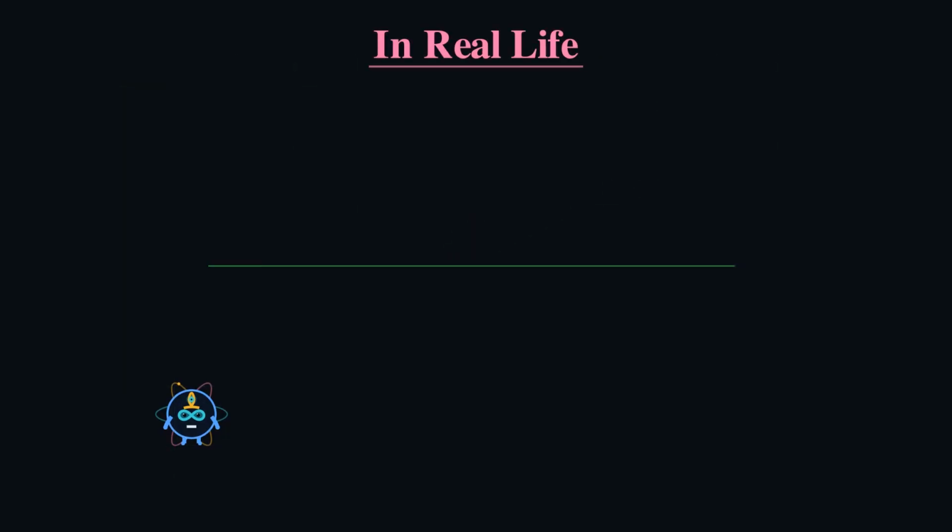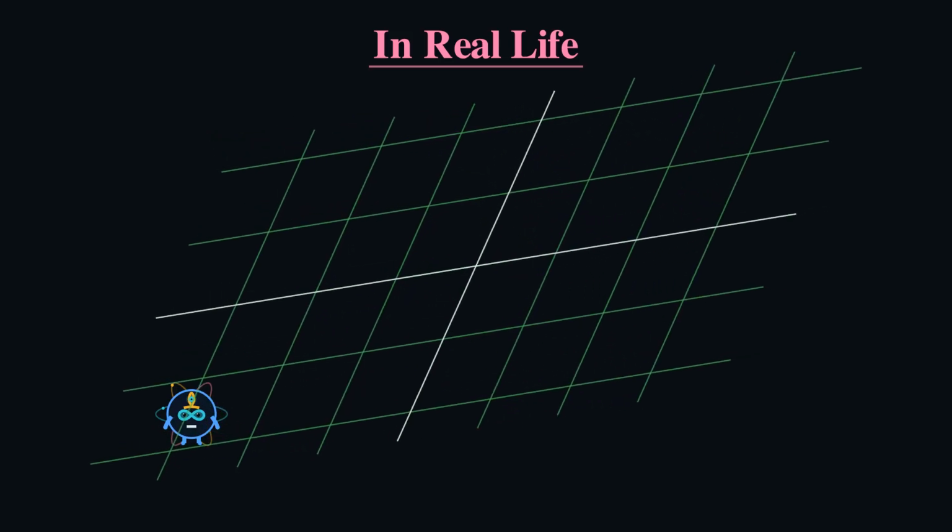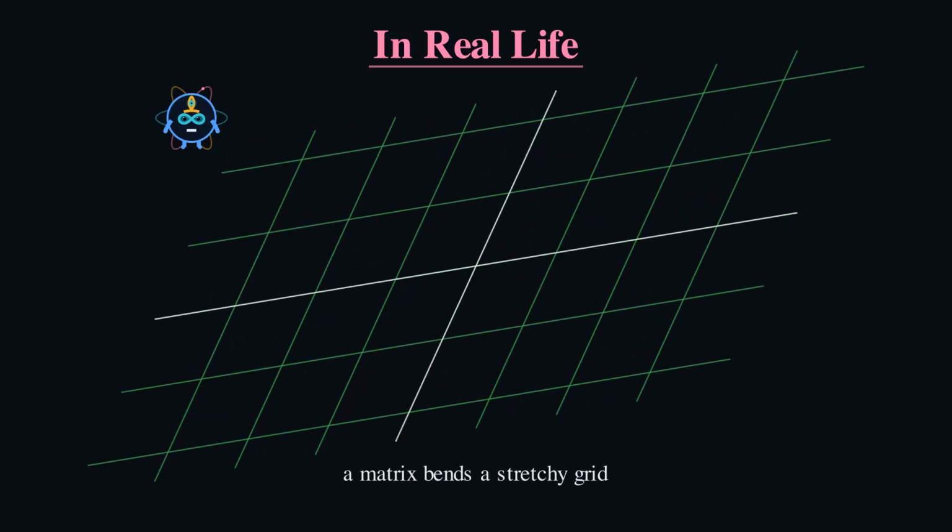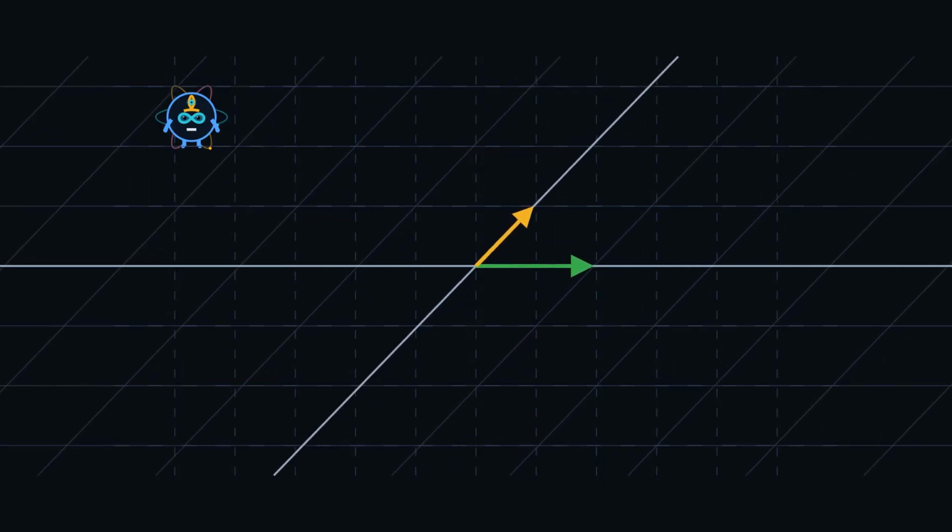Think of space as a trampoline grid. A matrix grabs it and stretches it, the lines staying straight, into a brand new shape. But how do you write a bend down as just 4 numbers? Like this. So to capture a whole transformation, you only need to track those 2 arrows.